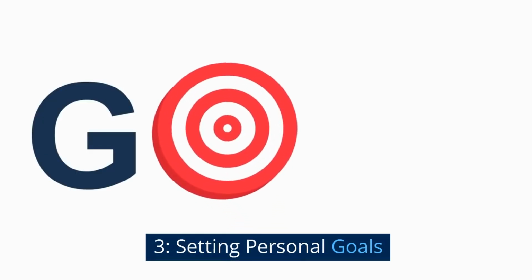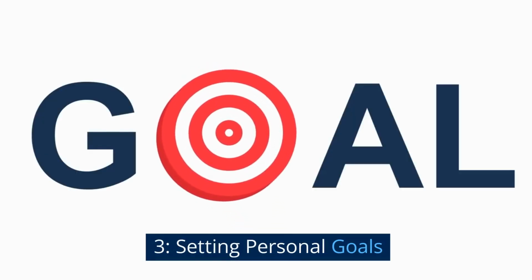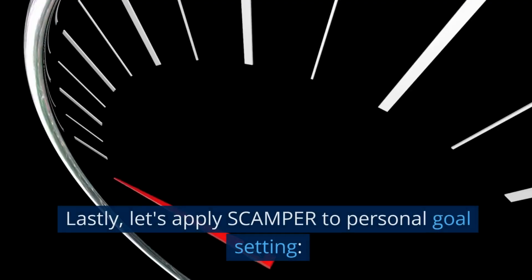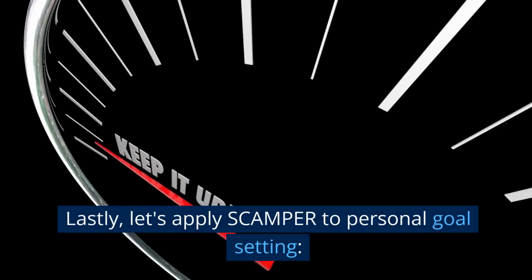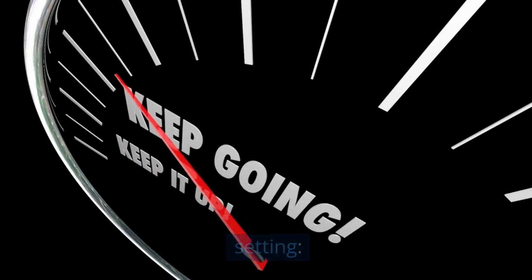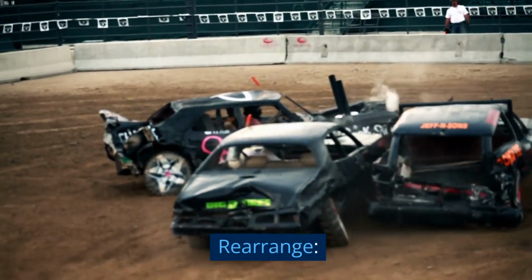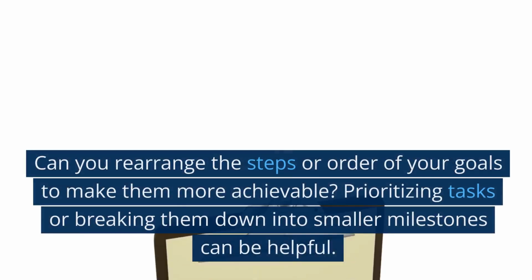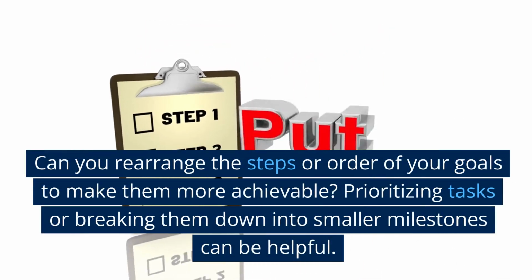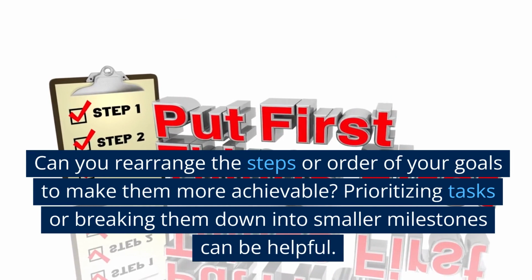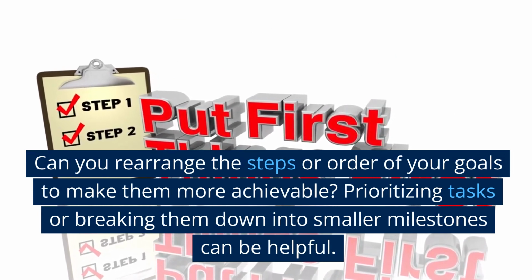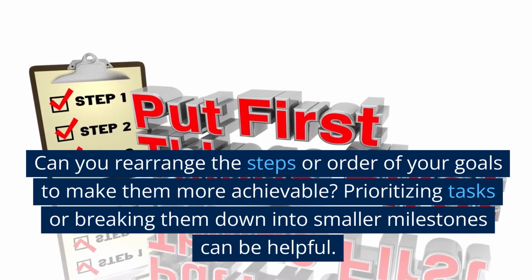3. Setting personal goals. Lastly, let's apply SCAMPER to personal goal setting. Rearrange. Can you rearrange the steps or order of your goals to make them more achievable? Prioritizing tasks or breaking them down into smaller milestones can be helpful.